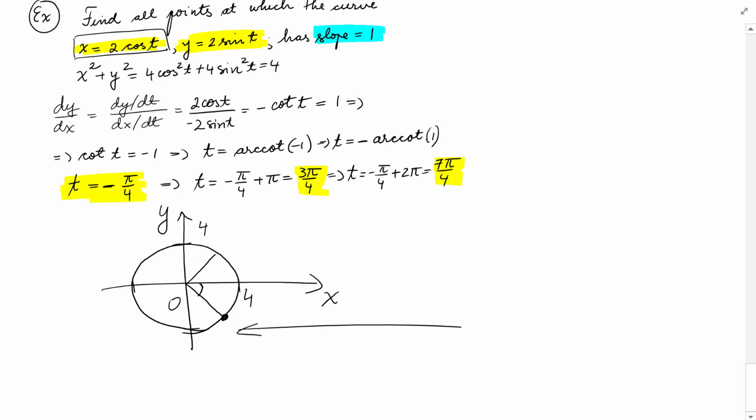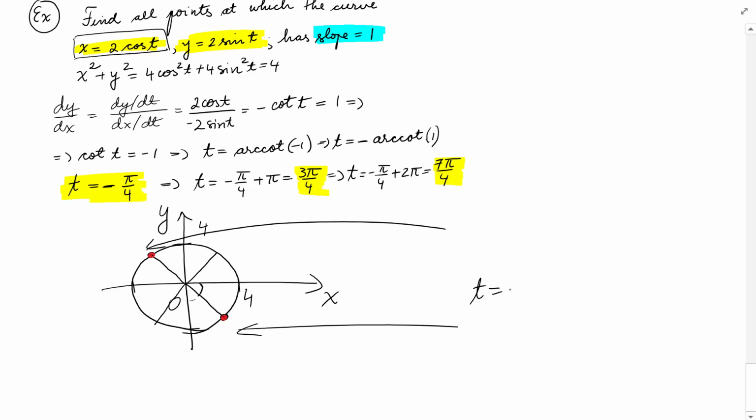3 pi over 4, well, this would be pi over 4, this would be 2 pi over 4, and 3 pi over 4 would be the exact opposite point. So we would want to find out the coordinates of this point. And 7 pi over 4 would be, well, 1, 2, 3, 4, 5, 6, 7, so back to this point. So the 2 points that we actually want to find the coordinates for, the x and y, are these 2. We located the points. Let's find x and y.